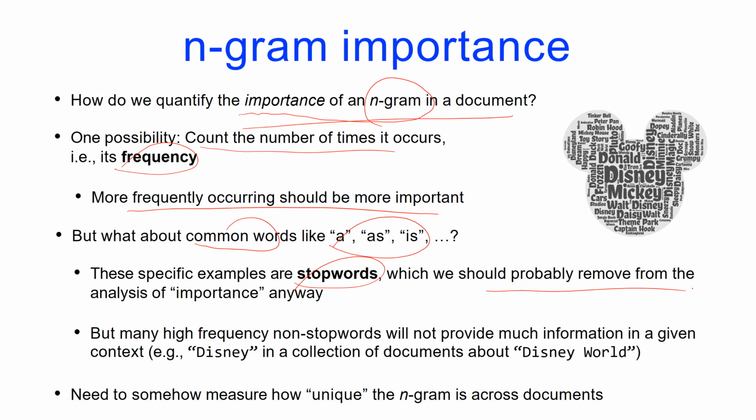And there's another case. Let's say you have articles that all belong to, say, a Disney company, and they're all talking about Disney. In that collection, the word Disney doesn't bring any additional information, because you know anyway this is a topic about Disney. So in that special case, Disney will also be a word to be removed.